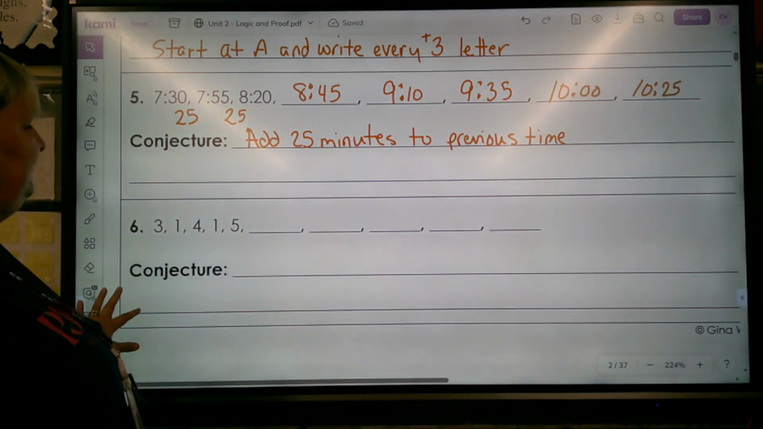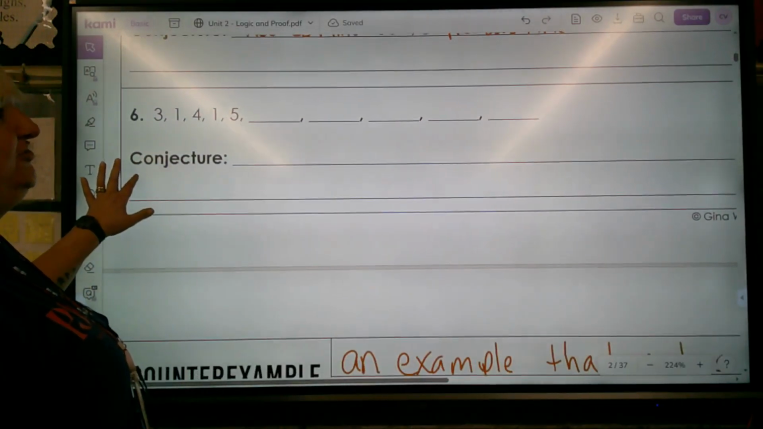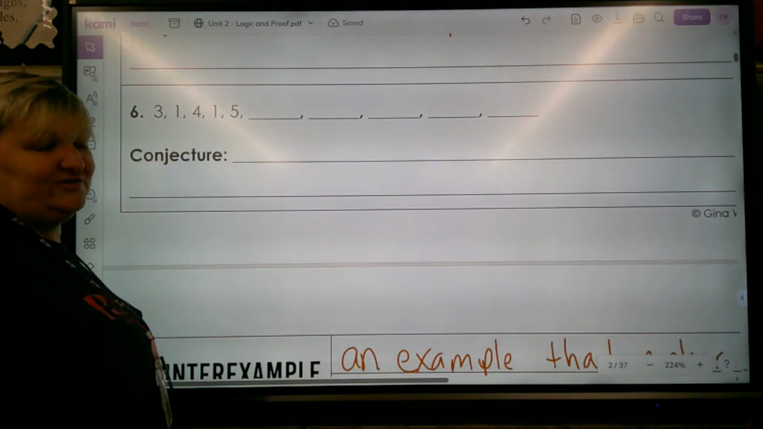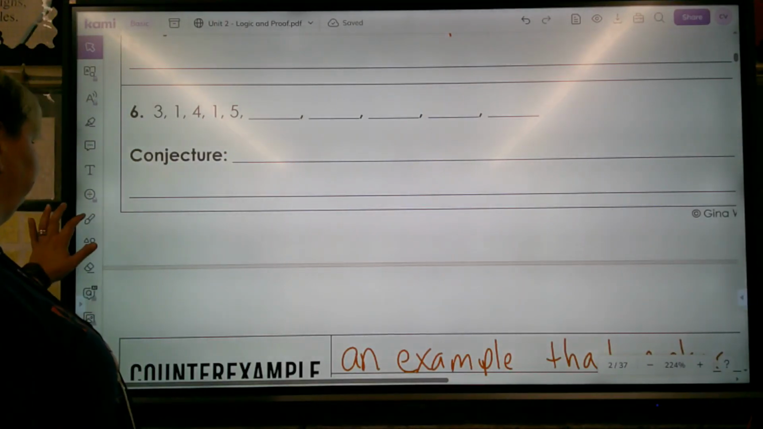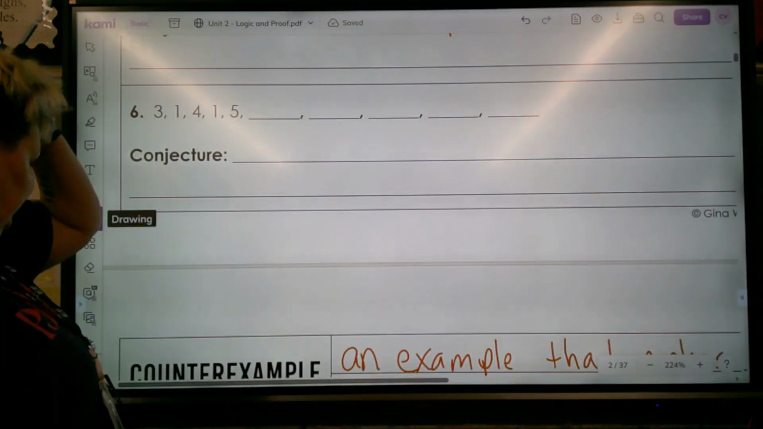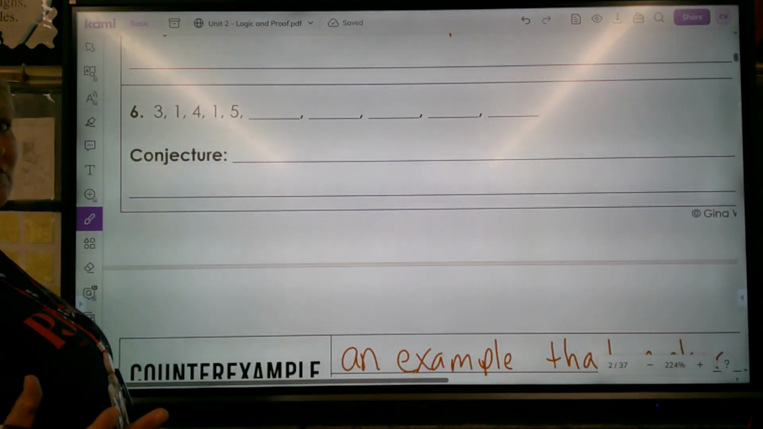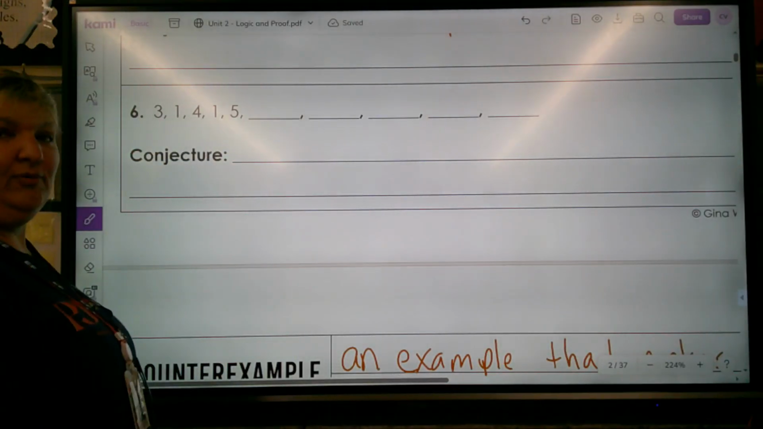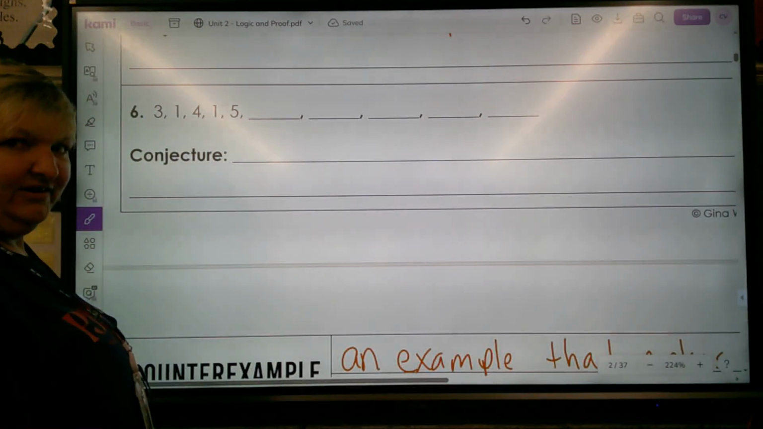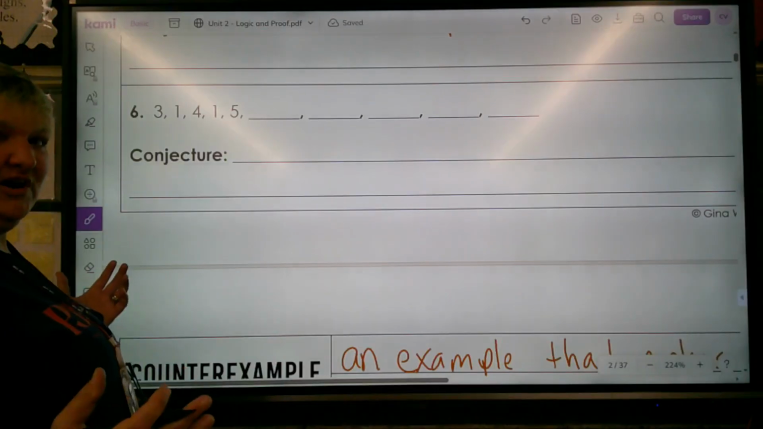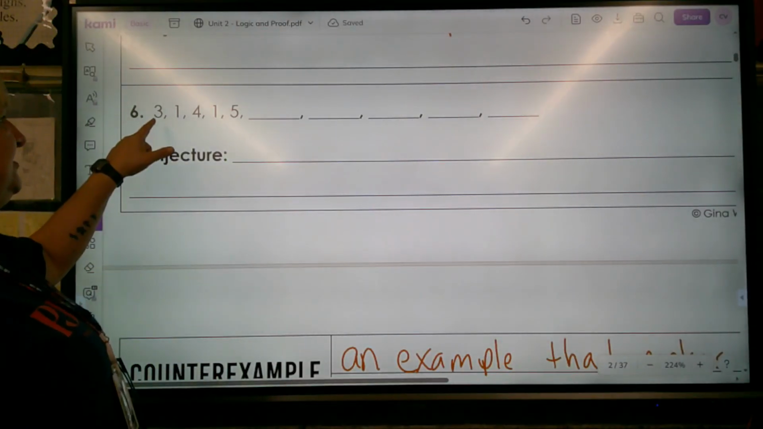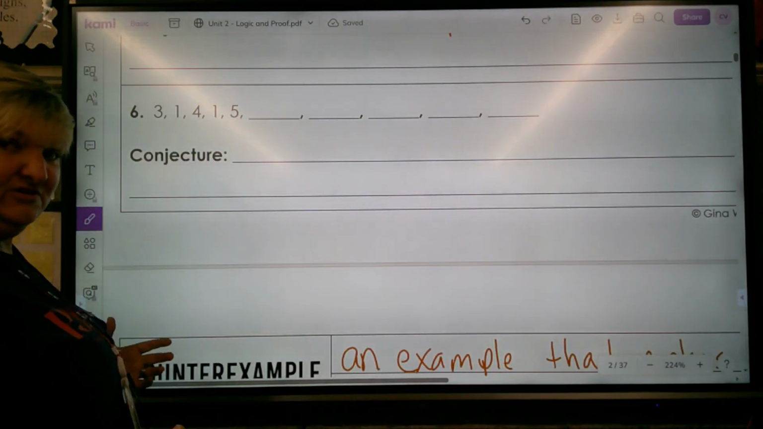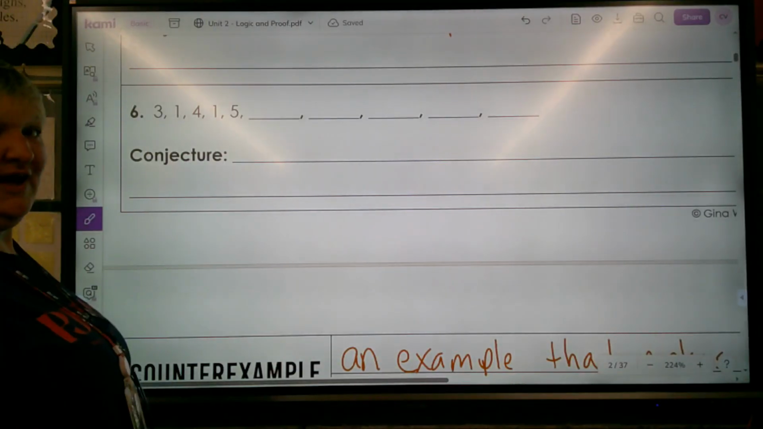Number 6 is interesting. I can see at least 2 patterns. Again, more than one right answer, you just have to be able to explain it. All right, the first pattern I noticed right off the bat, 3.14, that's pi. What are some more numbers of pi? Does it continue 3.1415? If it continues and it's still pi, then you can use pi as the pattern.